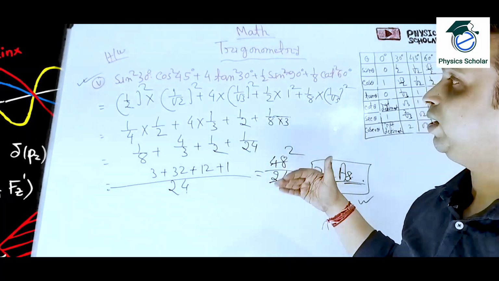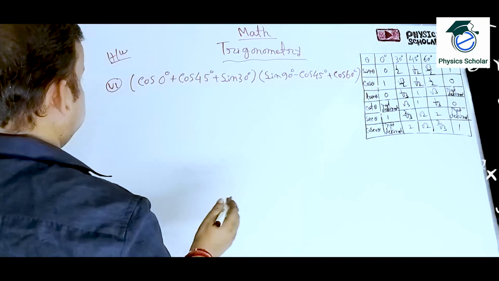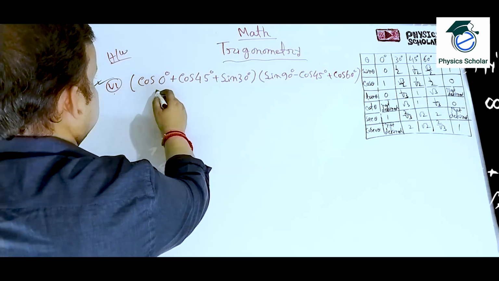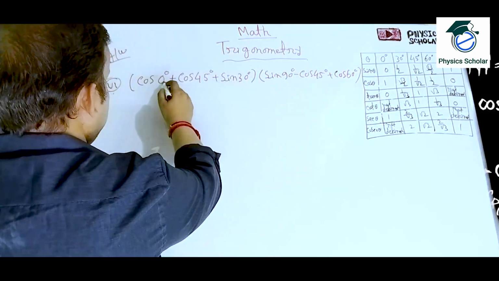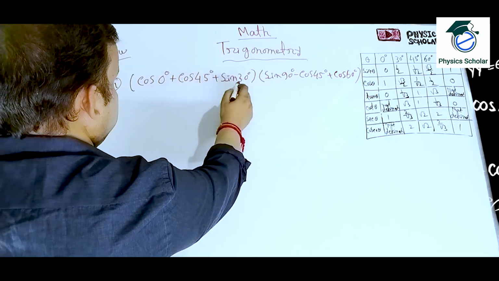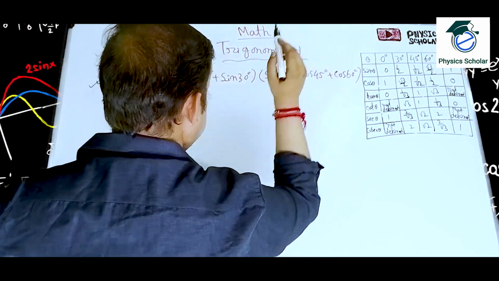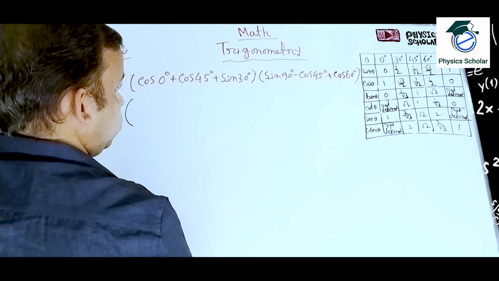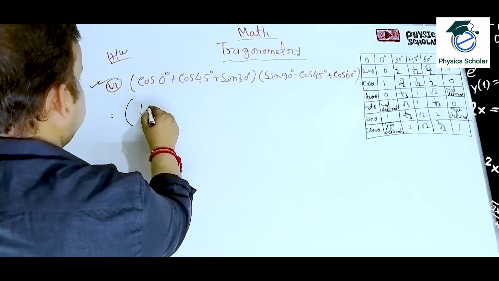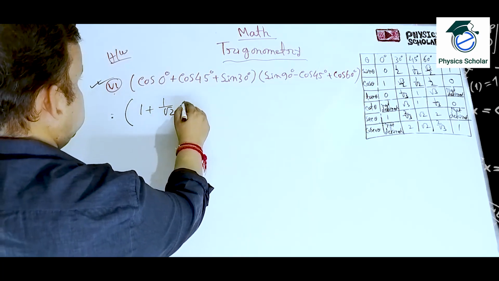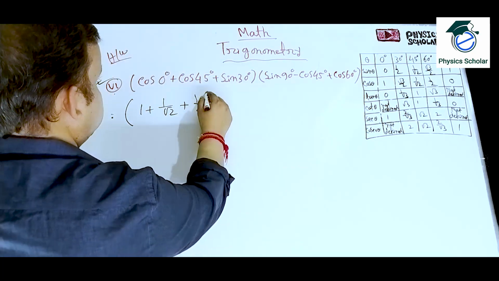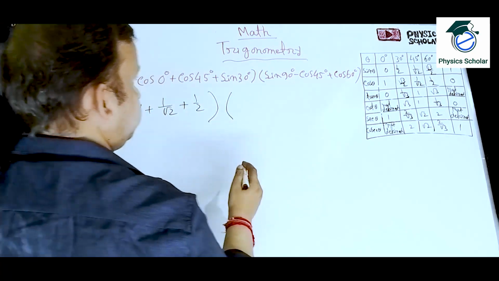So students, now let us move to sum number 6. It is sum number 6 as the homework. Here we know the value of cos 0 degree, cos 45, cos 30, cos 90, cos 60. Clear? Now only we will put the value. What is the value of cos 0 degree? Cos 0 degree value is 1 plus cos 45 means 1 by root 2 plus sin 30 degree. What is the value of sin 30 degree? Half. Clear? Into what is the value of sin 90?